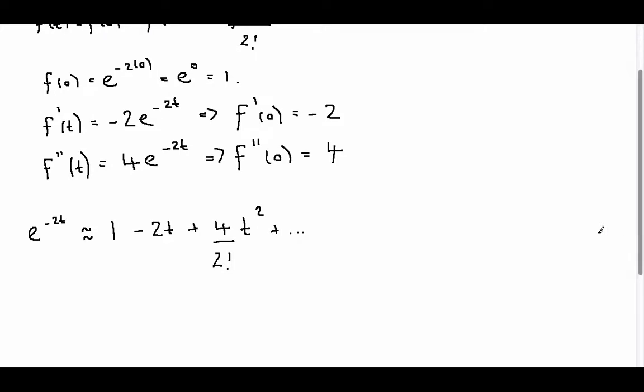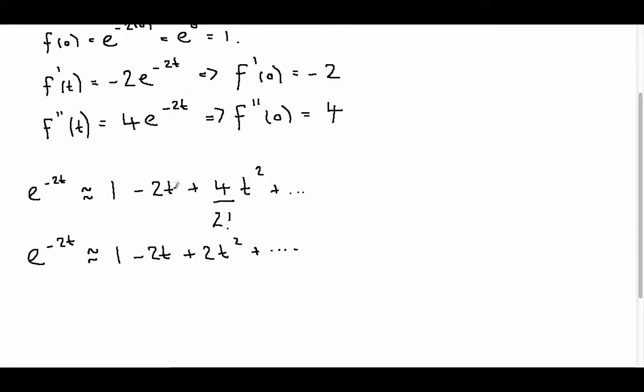And we can simplify this a little bit. 4 divided by 2 factorial is just going to be 2. So we'll see that e to the minus 2t is 1 minus 2t plus 2t squared plus dot dot dot. Now you'll see there's a bit of a pattern going on here. The next term would be minus 8 e to the minus 2t. The next one would be plus 16 e to the minus 2t.